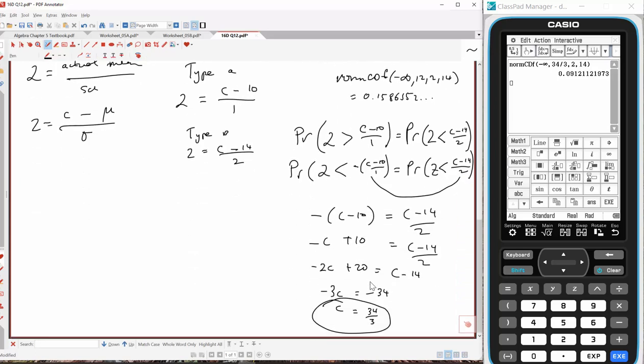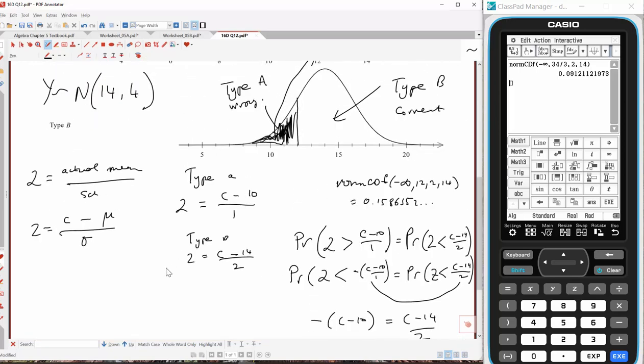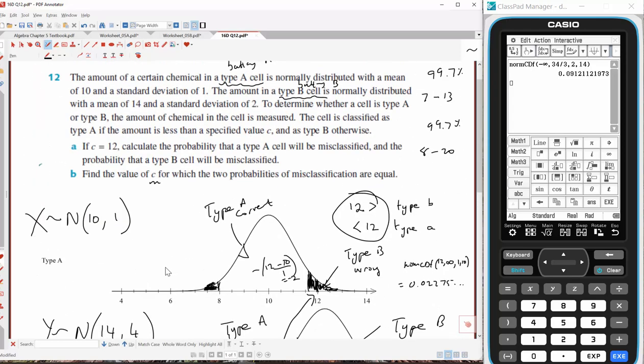And it makes it a hell of a lot easier to work out when we've got that, so much so that I don't even need a calculator to get the C value that equates them. A really well-crafted question, extremely difficult. Good luck with it.